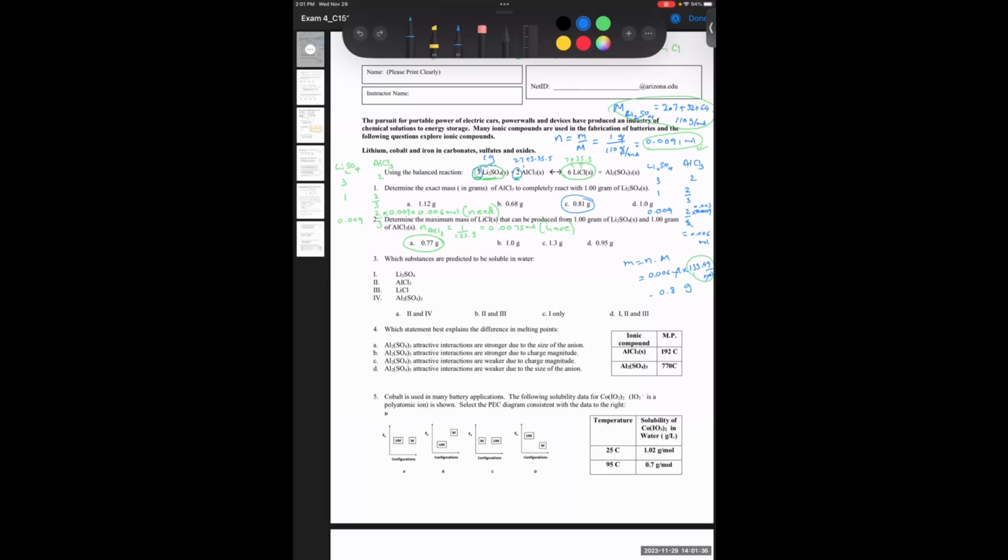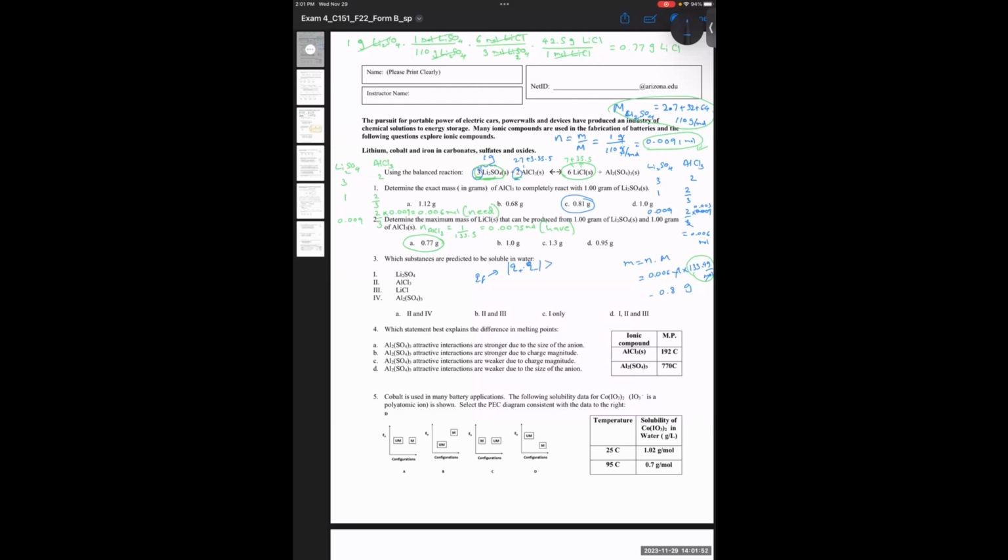Okay, when it comes to solubility, if the solubility product, if the charge product, which is charge of the cation times the charge of the anion, just consider the absolute value of that, is greater than or equal to 4, then it's insoluble. Okay, if not, it is soluble. So we need the charge product to be less than 4 to be soluble. Okay, that's what we're looking for.